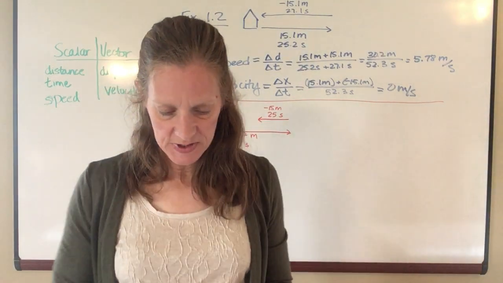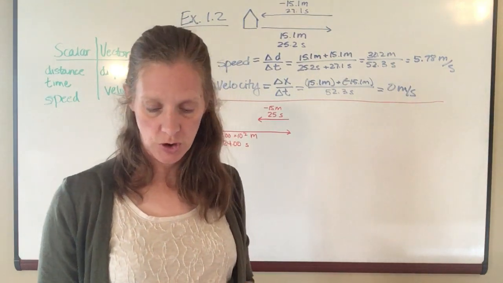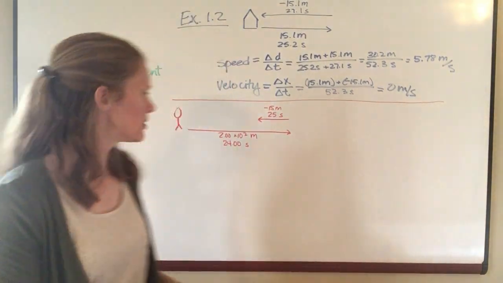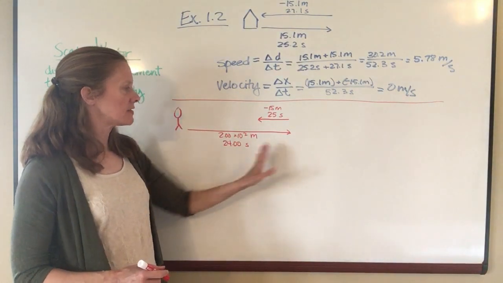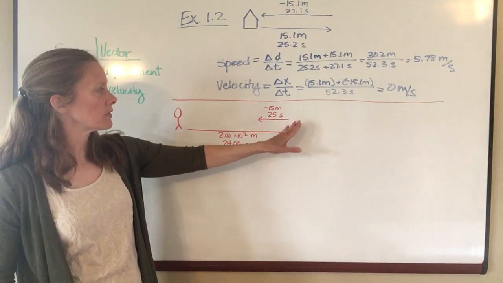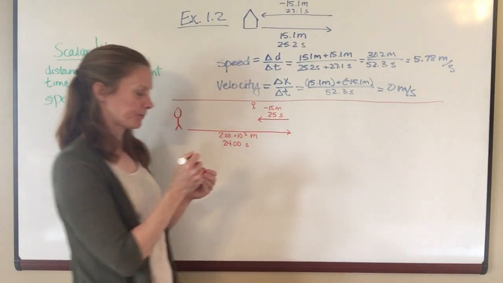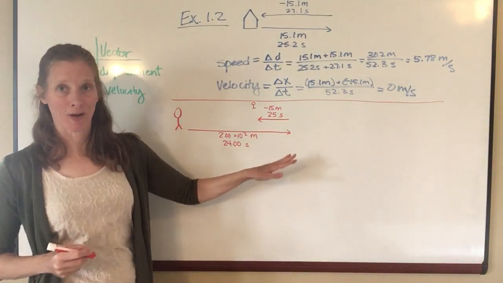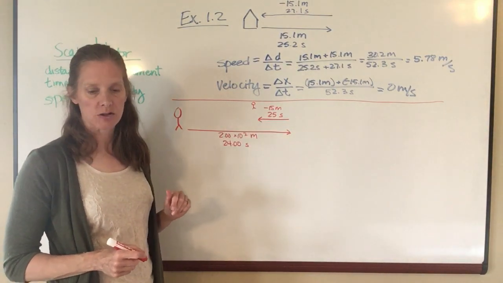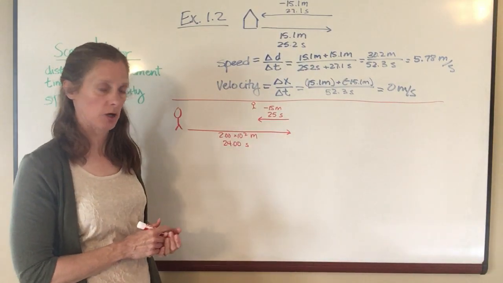So now let's look at the second part of example 1.2. We're talking about a sprinter in this, and it talks about how the sprinter is running a 200-meter dash, and he runs it in 24.00 seconds. Then he turns around and he walks back to talk to his coach, who evidently is standing up here, and he's so tired that it takes him 25 seconds to walk this 15 meters back. And the problem is asking for velocity in each stage of his trip here.